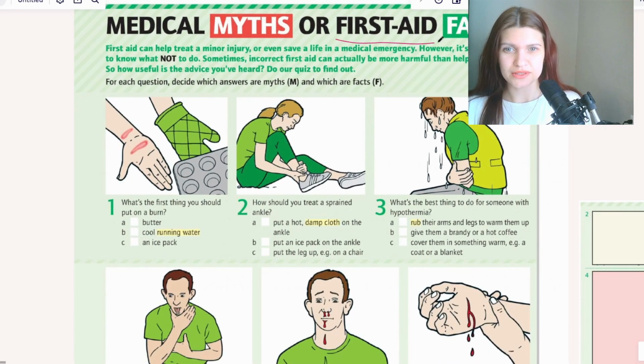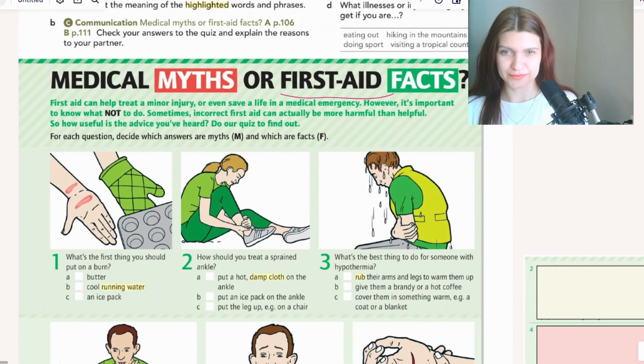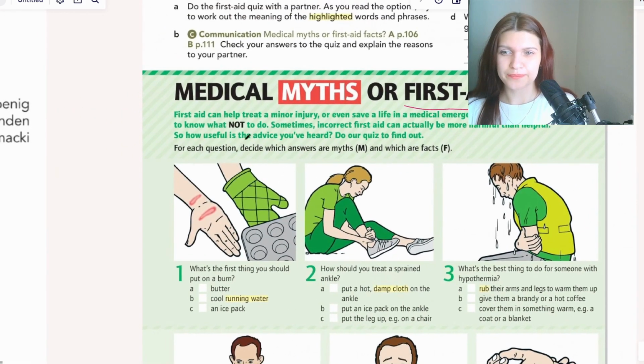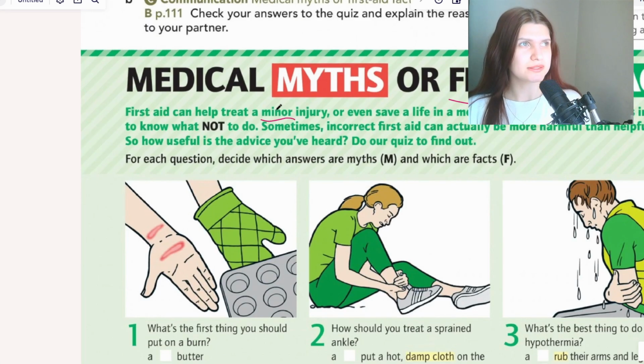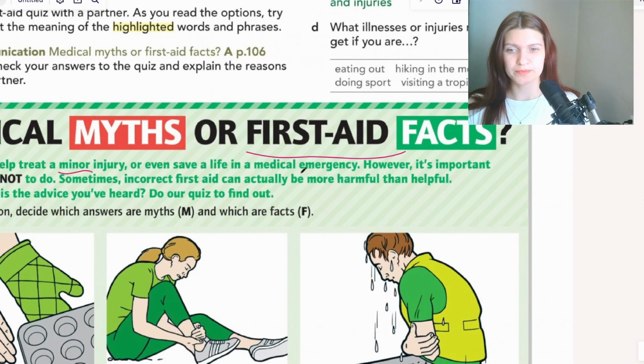I think you know it, first aid, what is it? First aid can help treat a minor injury or even save a life in a medical emergency. What is a minor? A minor injury means maybe a small injury, it's not a big problem. Or even save a life in a medical emergency. Emergency means чрезвычайная ситуация in Russian. Let's continue.